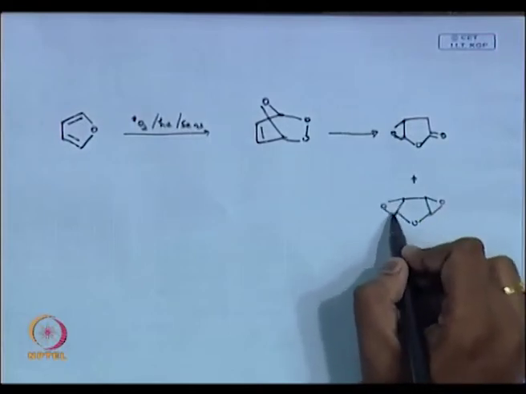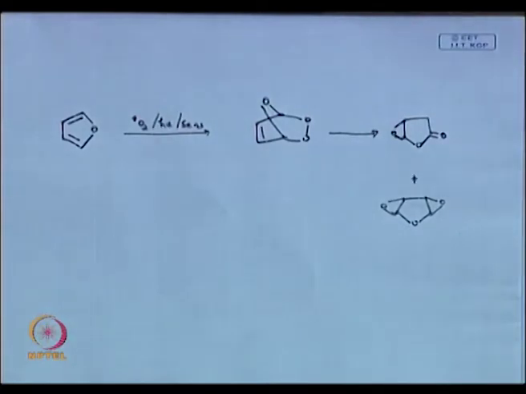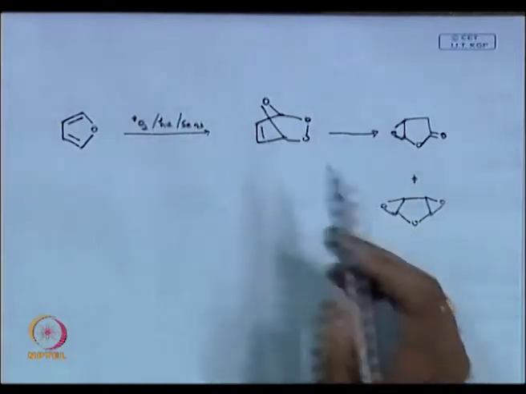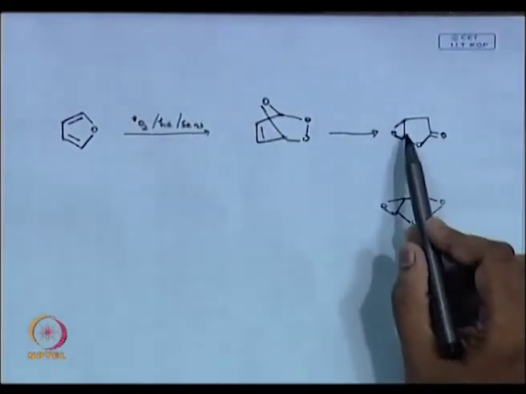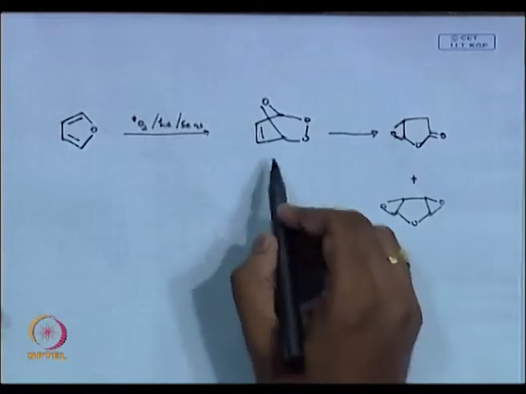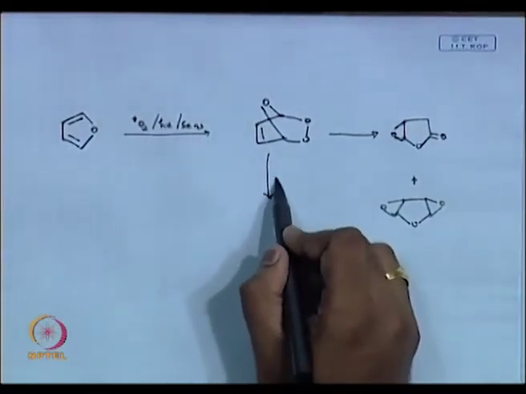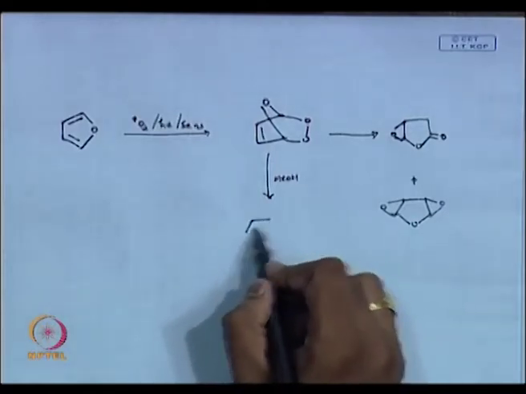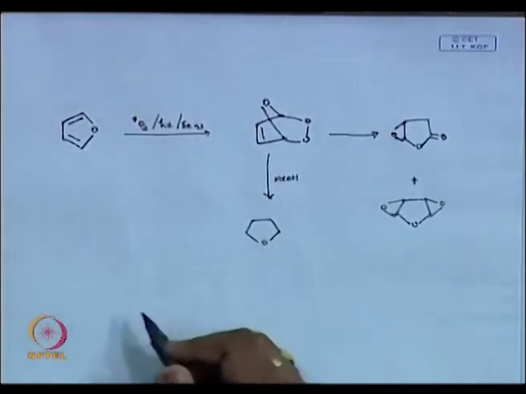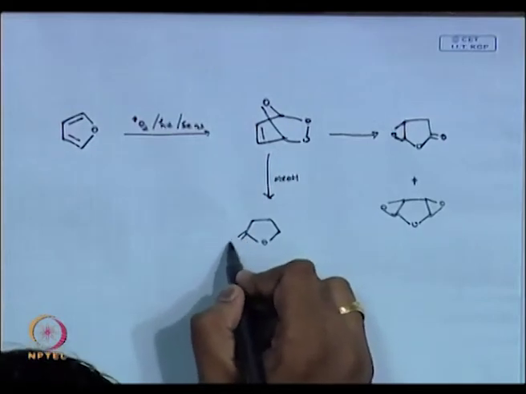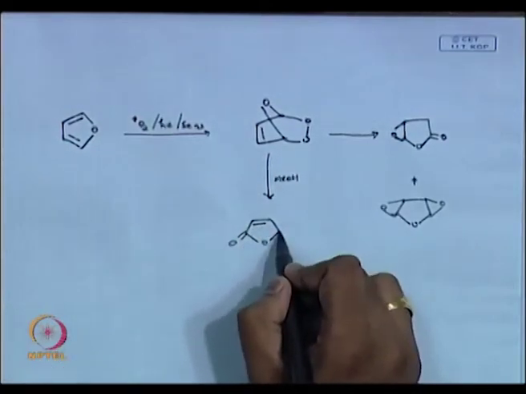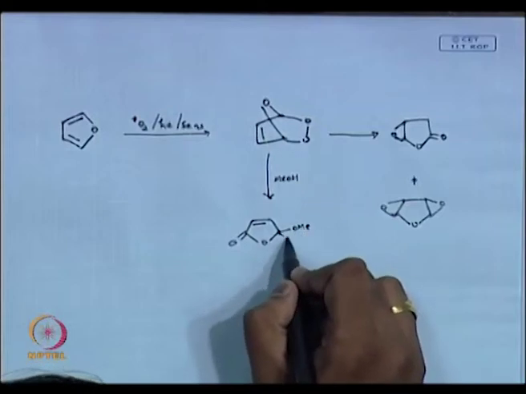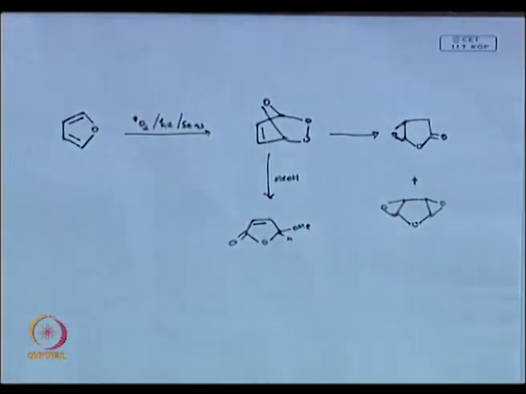You can get these two products. Basically you can get opening up on both sides and making an epoxide, or you can get a ketone with an epoxide. While warming, if you warm it with methanol slightly, then you end up with the ketone. You get this product.